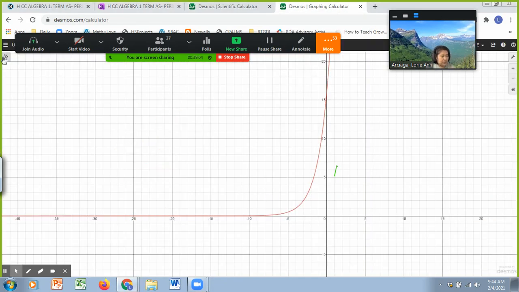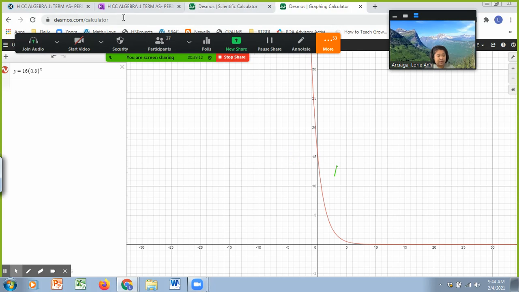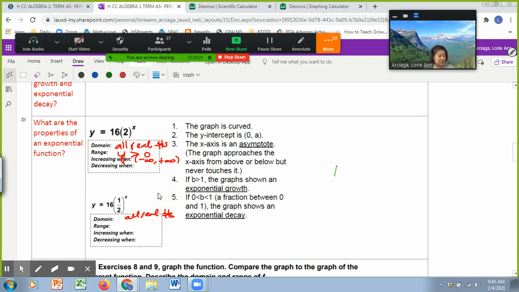Let's change the 2 here to 0.5. That's 1/2, right? This is 0.5. Okay, so you see this one now? This is definitely going down, right? So it goes down from left to right. The range is also above the x-axis. So range is y is greater than 0. Okay, and it's decreasing. So here it's increasing. But if the value of the base is a fraction, it decreases from negative infinity to positive infinity. In other words, it decreases for all values.